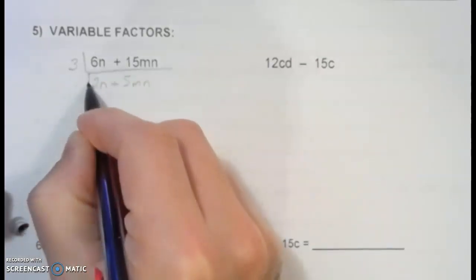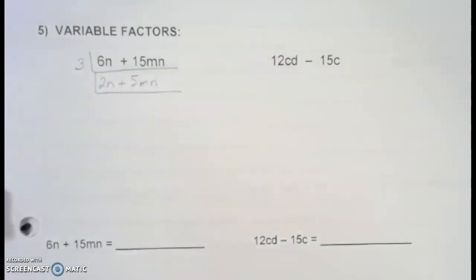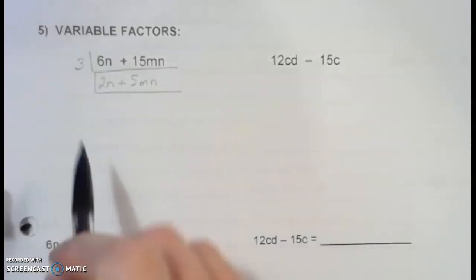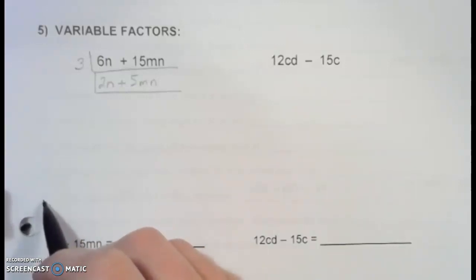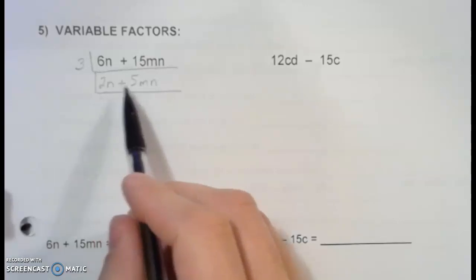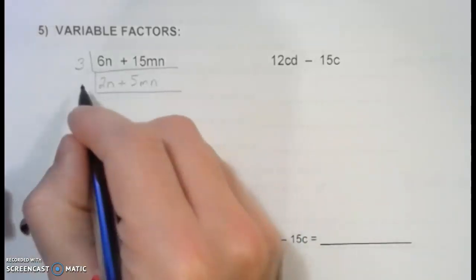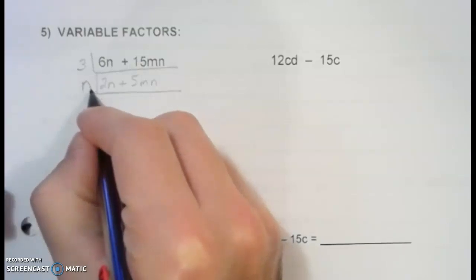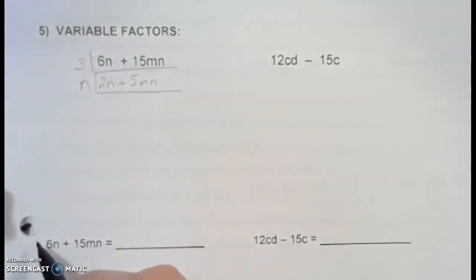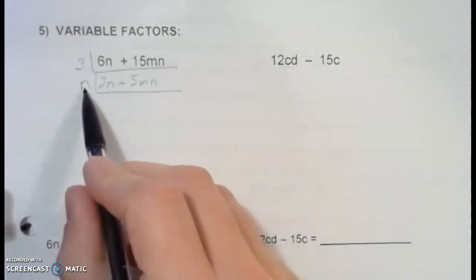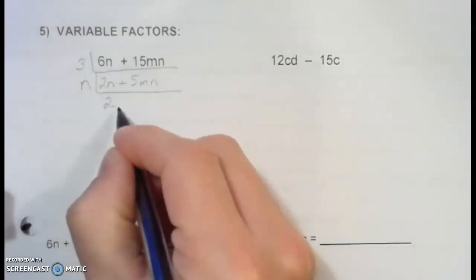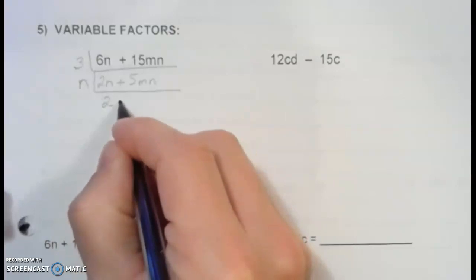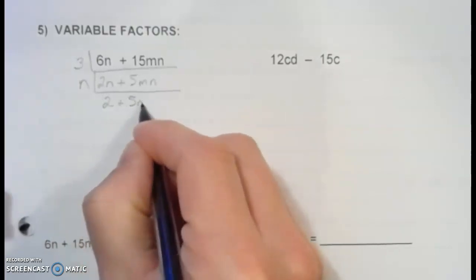And now I'll put my factor box around 2n plus 5mn. Looking at these two terms, with the numbers 2 and 5, their only common factor is 1. But if I look carefully at my two terms, I realize that each of them has an n as a common factor. And so I can even divide out variables as long as each term has that variable in common. Okay, so I'm going to divide 2n by n. 2n divided by n is just going to leave me with 2. 5mn divided by n is going to leave me with a positive 5m.